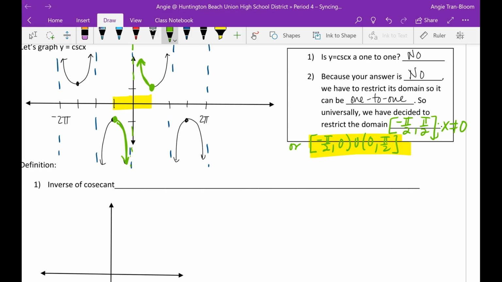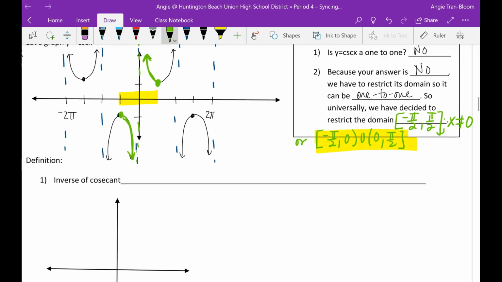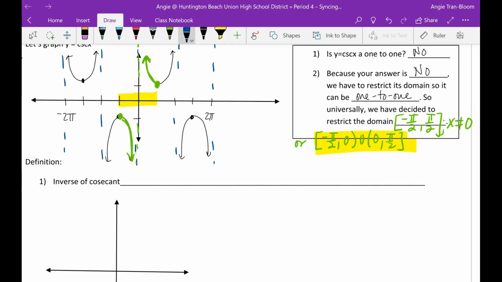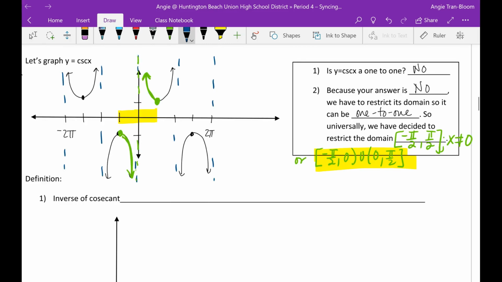Okay, so now let's go and find the inverse. The inverse by definition is really just switching y and x.